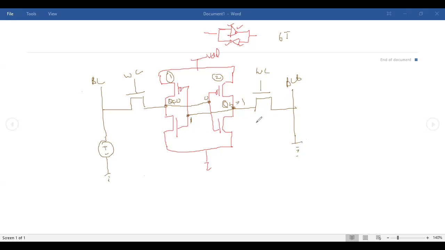Now, because WL is equal to 1, when WL becomes 1, the transistor, when the gate is at high potential, behaves as shorted. So this transistor will behave as shorted. Assume that there is a direct wire. So again, this is a short circuit. Assume a direct wire.